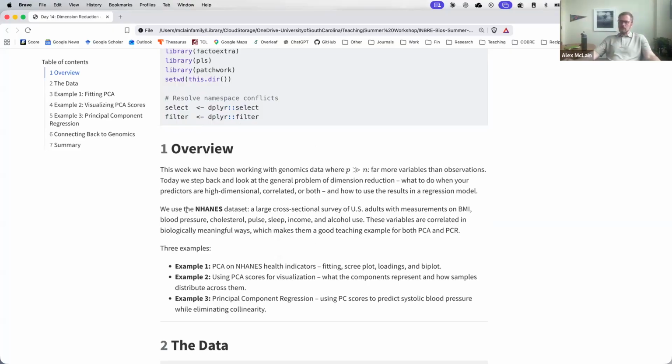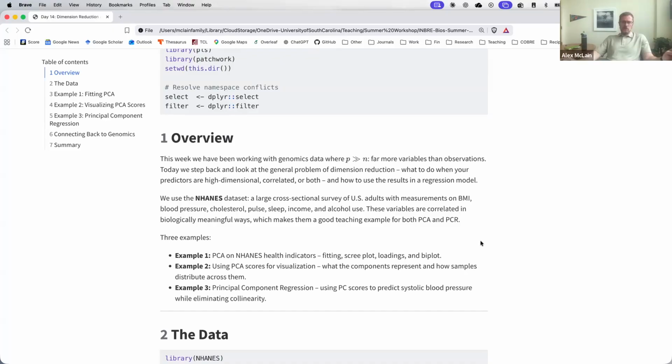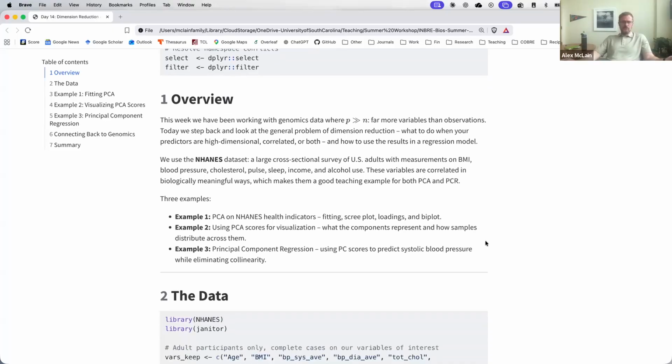So here we're going to use the NHANES data set. It's just one that I chose to take a look at this. It does not end up working out with the most interesting results, but I think there are some things there. As you probably know, it's a large cross-sectional survey of US adults with measurements on BMI, blood pressure, cholesterol, pulse, sleep, income, alcohol use. These variables are correlated in biologically meaningful ways. They all measure health in some fashion. So it's a good example for principal component analysis, and later we'll use it for principal component regression.